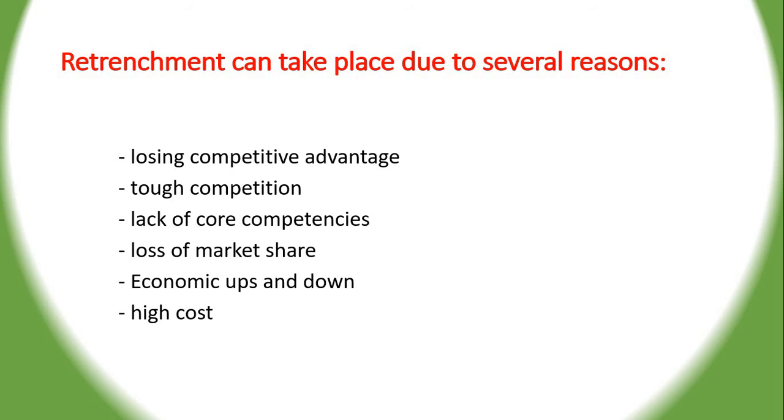Either the business itself internally does not have strong core competencies to meet the external competition, or loss of the market share. A particular business in a given industry is declining, the market shares are declining, the sales are declining. So the company is using the retrenchment strategy in order to withdraw the product completely from that market or apply a different strategy. The economic ups and downs.